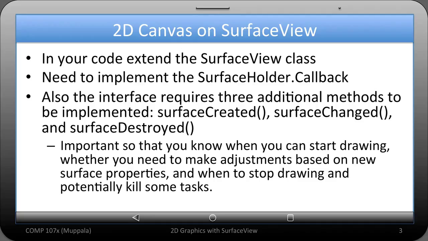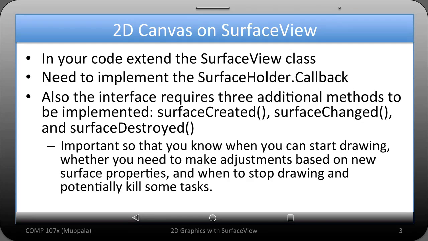We also need to implement the surface holder callback methods. Now, the callback methods that are required to be implemented are 3 in number: surfaceCreated, surfaceChanged, and surfaceDestroyed. Each of these will be called by the Android framework under different circumstances. As you would expect, the surfaceCreated will be called when the surface is ready to be drawn, and you can begin drawing at this point.